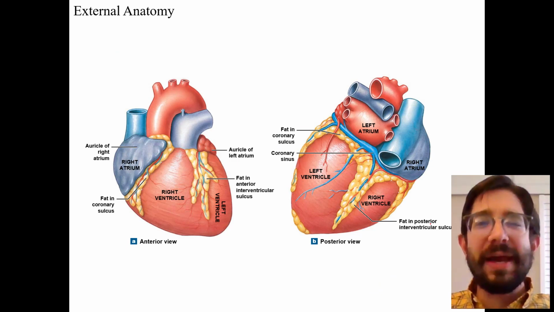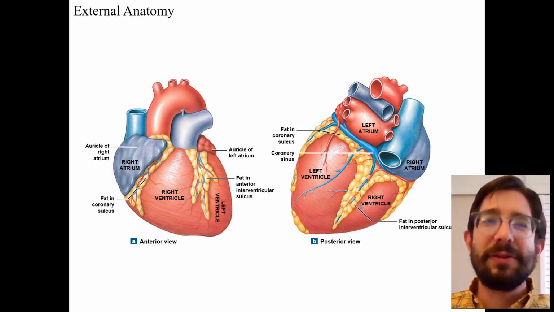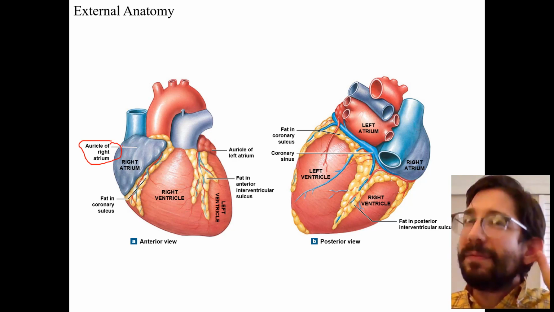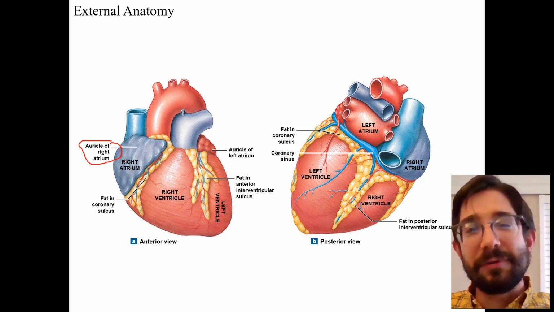Okay, we'll finish with a little bit of external anatomy and the coronary circulation. So looking at the outside of the heart, a few things you can see are auricles. Remember, this is an auricle. So hearts have ears too.